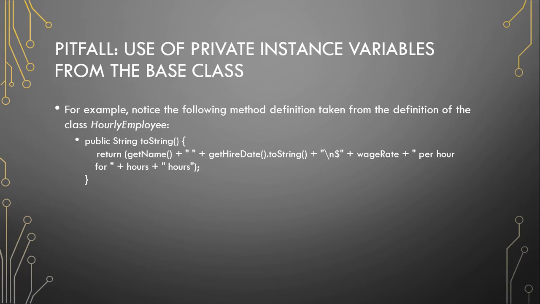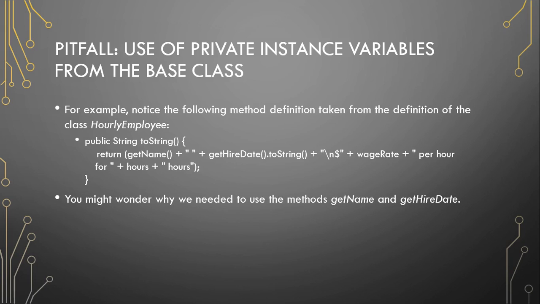So, for example, let's actually put some context here. Notice the following method definition taken from the definition of the class HourlyEmployee. public String toString() { return getName() + getHireDate().toString() + "$" + wageRate + " per hour for " + hours; } All right. So if you look in here, you have wageRate and you have hours, which of course belong to HourlyEmployee.